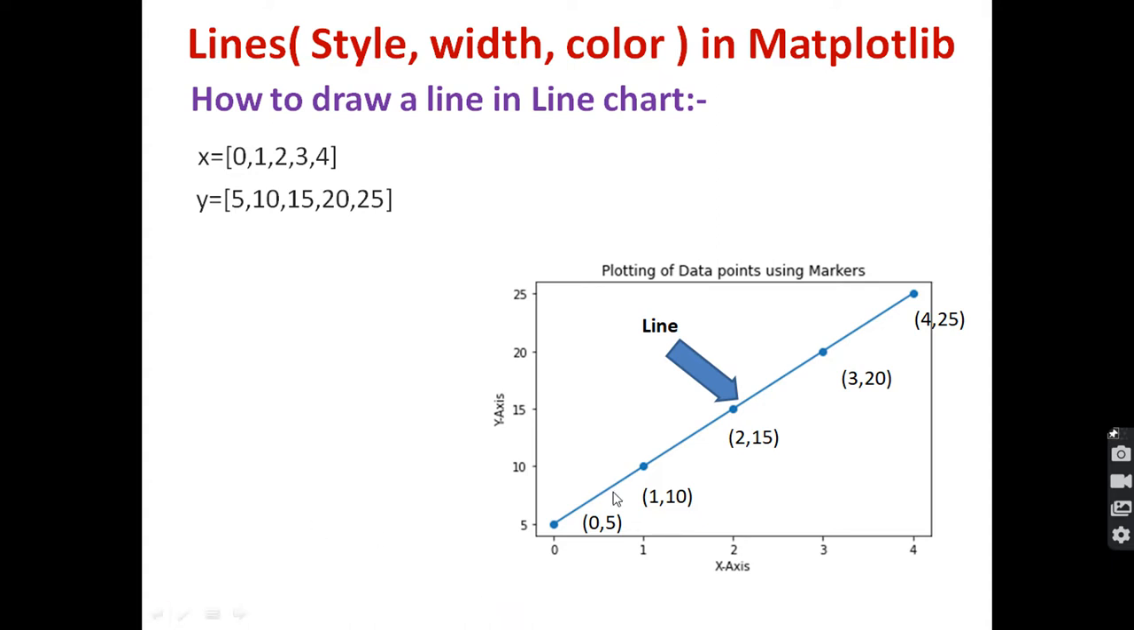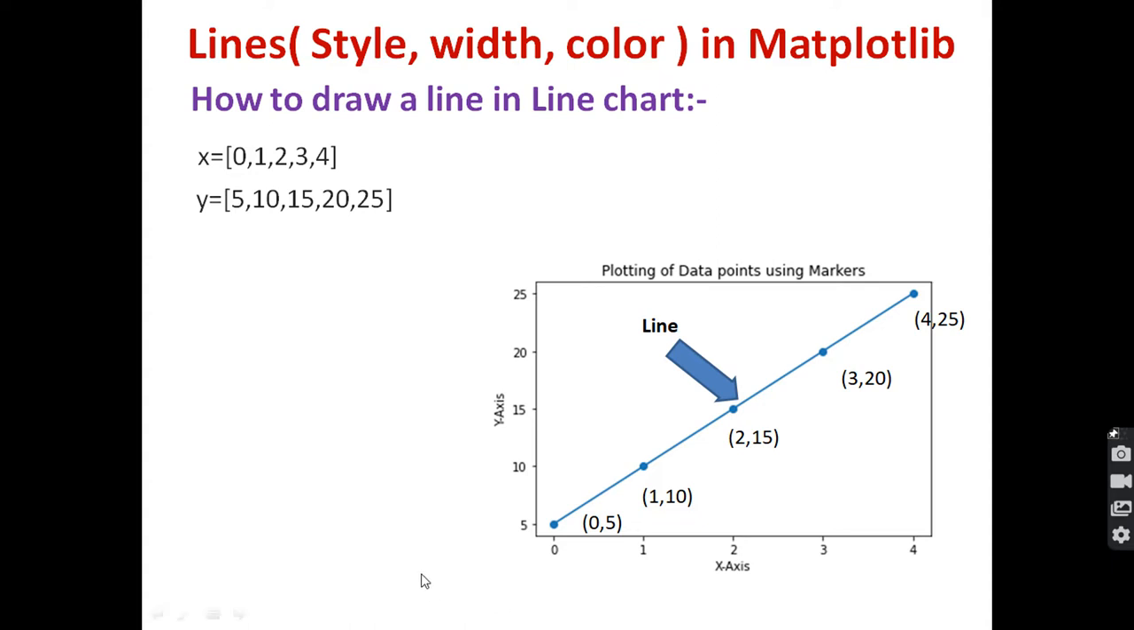Okay, so this is the example for drawing a line by considering these data points. First data point is 0, 5. Second data point is 1, 10. Third data point is 2, 15. Fourth data point is 3, 20. Fifth data point is 4, 25. In each and every data point, the first coordinate is taken as the value on the x-axis. The second coordinate represents the value that we take on the y-axis.